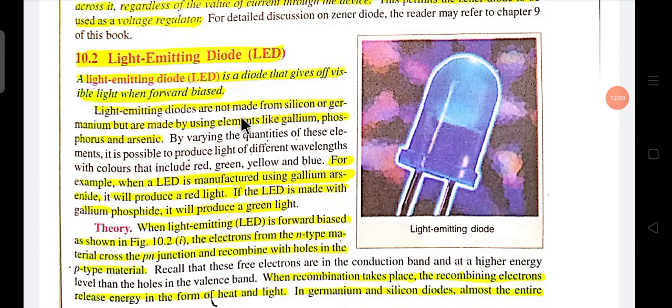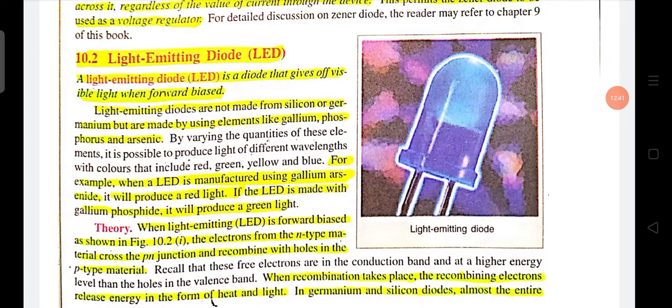light emitting diodes are not made from silicon and germanium, but are made using elements like gallium, phosphorus and arsenic. The light emitting semiconductor isn't made up of silicon and germanium. It is made up of gallium, phosphorus and arsenic. With silicon and germanium, the emission of light is not that eminent. So we use arsenic, gallium and phosphorus for more light emission.